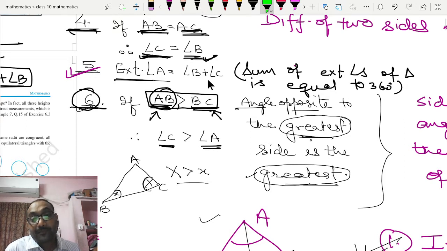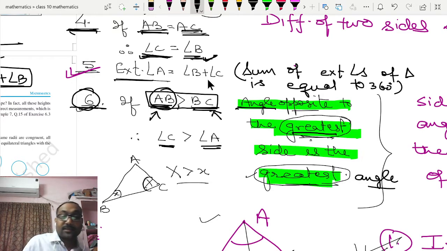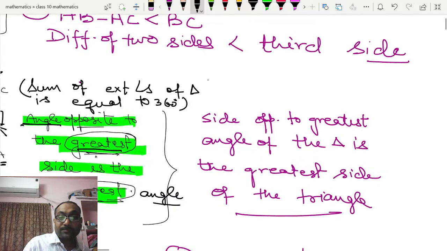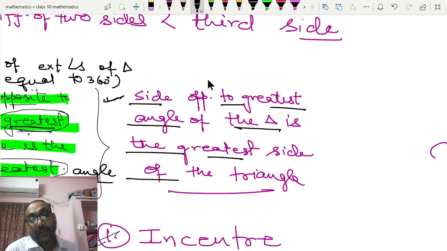So here is the statement: angle opposite to the greatest side is the greatest angle, or you can say the converse, that side opposite to the greatest angle is the greatest side. Okay, now this is the converse of it. Side opposite to the greatest angle of the triangle is the greatest side of the triangle.